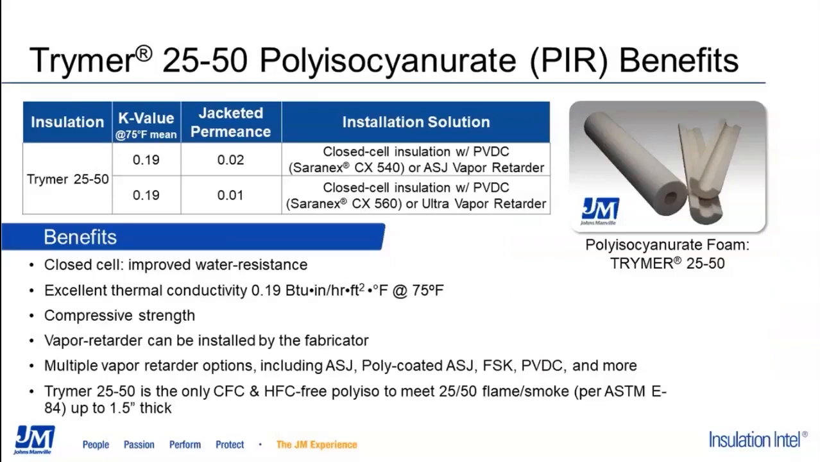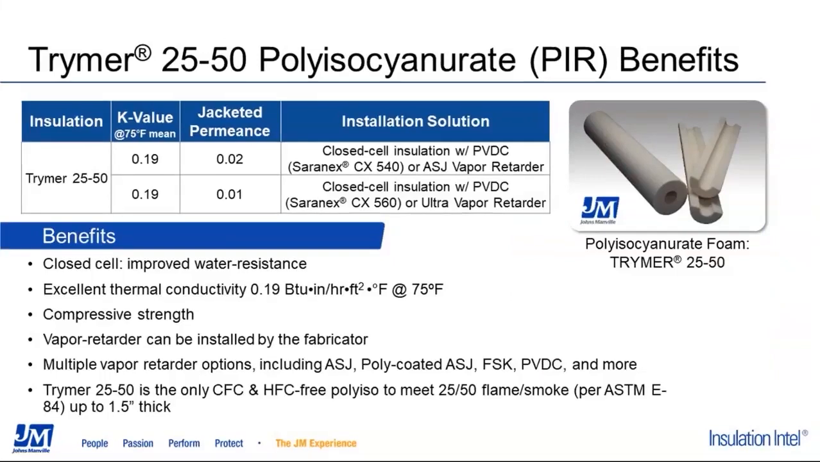Thanks, Meredith. The next insulation material we will discuss is Trymer polyisocyanurate from Johns Manville. As polyisocyanurate is quite a mouthful, this material is usually abbreviated as PIR, although some in the industry incorrectly refer to it as urethane. The Trymer PIR product that we'll be discussing for use in commercial building chilled water is named Trymer 25/50. This is a recently acquired product for JM, and it came with the December 2019 acquisition of ITW Insulation Systems.